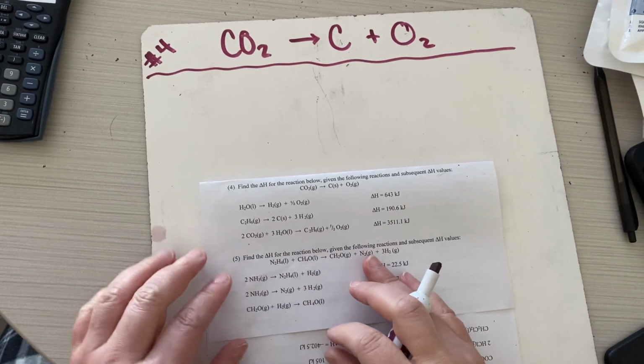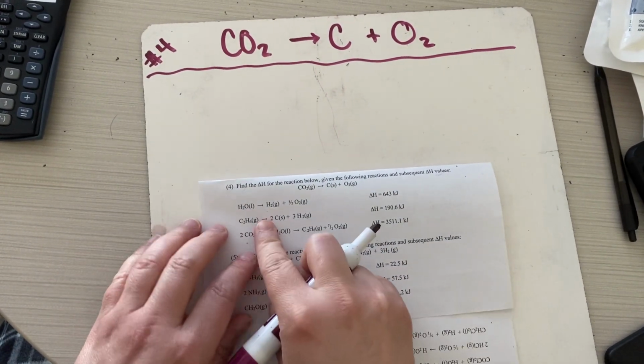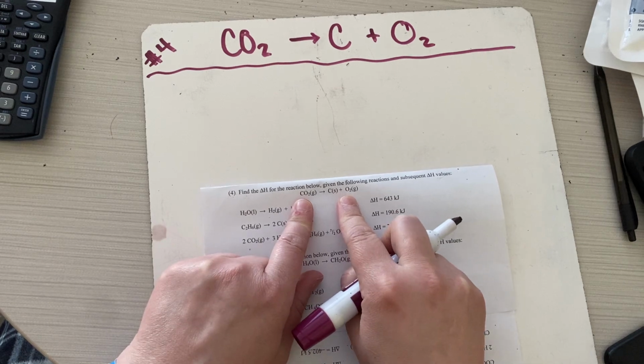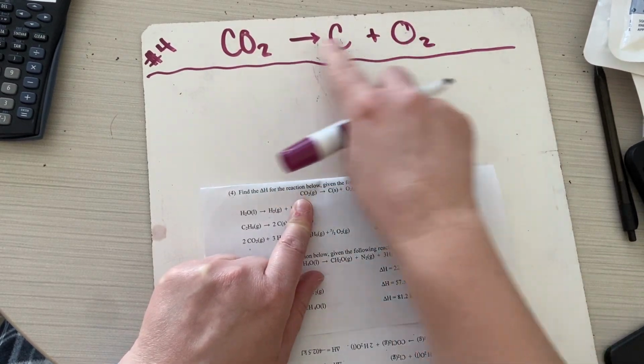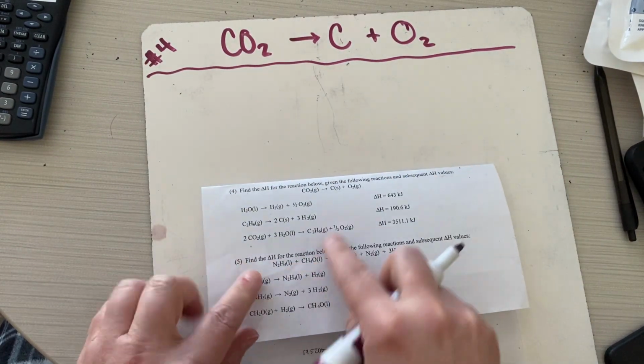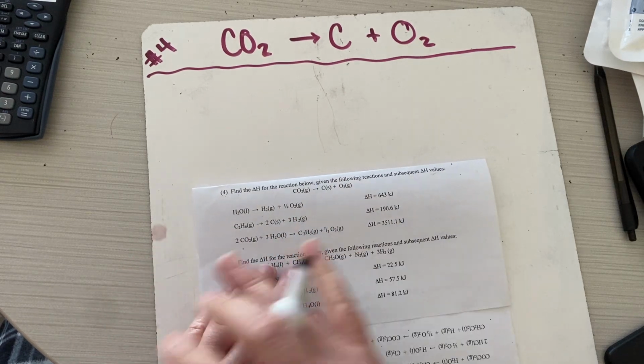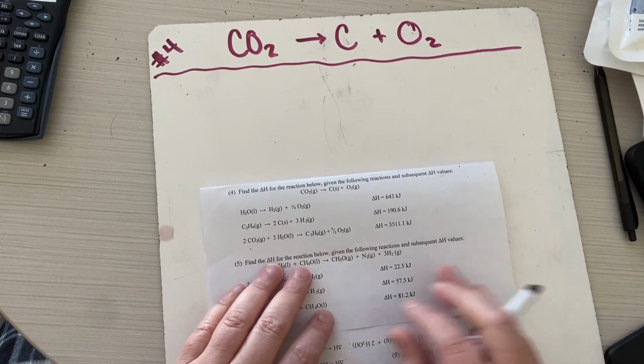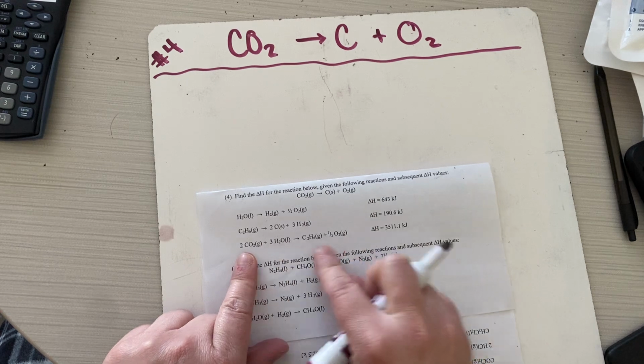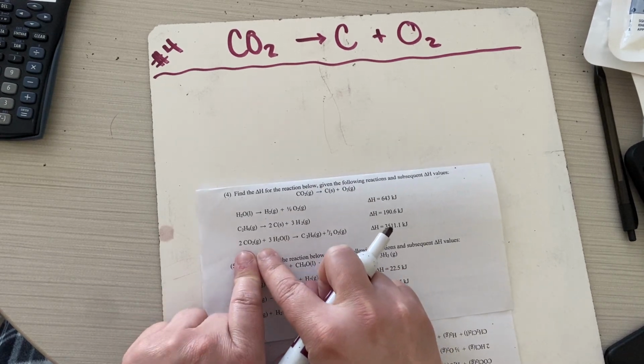Okay, I'm going to take it a little slower with these next problems. So we're going to do number 4 together. I've got the equation up here that I need. We're going to take each of these separately and we're going to add them as we go. Okay, so we're going to start with the CO2.